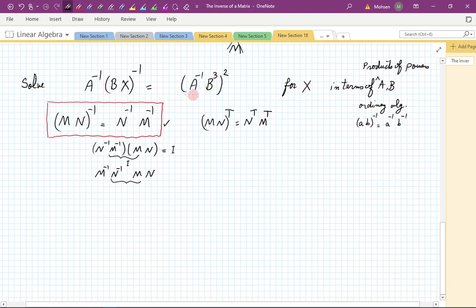Now, how do I proceed? First of all, let's open everything up. This becomes A inverse. Now we said when you want to write the inverse of that, this is X inverse B inverse. The right hand side, you can leave this thing alone, or here we made a requirement that everything be written in terms of powers.